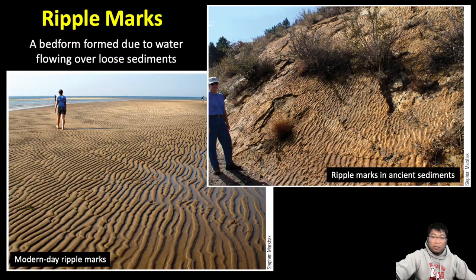The next structure is called ripple marks. This is a nice example of modern day ripple marks that might be formed due to the oscillation of ocean waves, for example. This is the same feature, but this one right here is preserved within rocks. So whenever we see this type of feature, we can know what type of environment these rocks were deposited in.